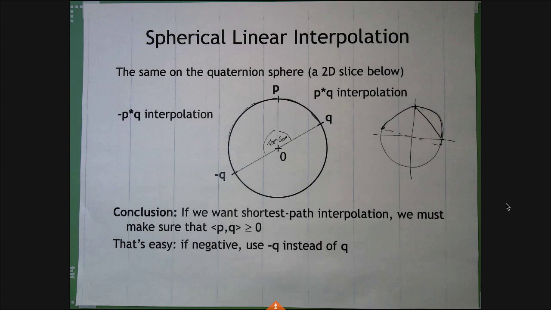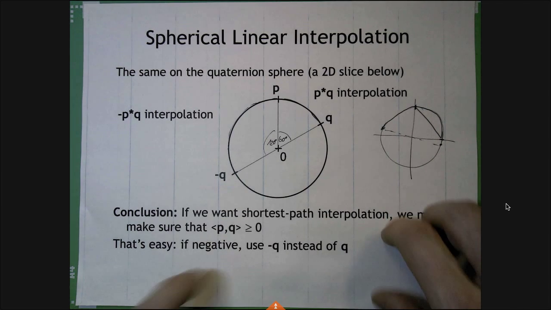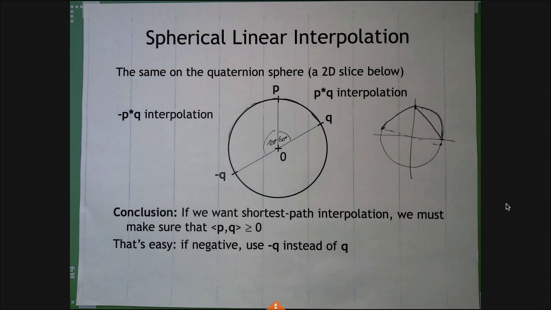Okay? So this fact that both Q and minus Q represent the same rotation, that's a very cool thing. That's the one thing I would like you to remember from this lecture. This is called the double cover property of quaternions. And believe it or not, it actually has real world consequences, quite interesting. Have you heard of Dirac's belt trick?